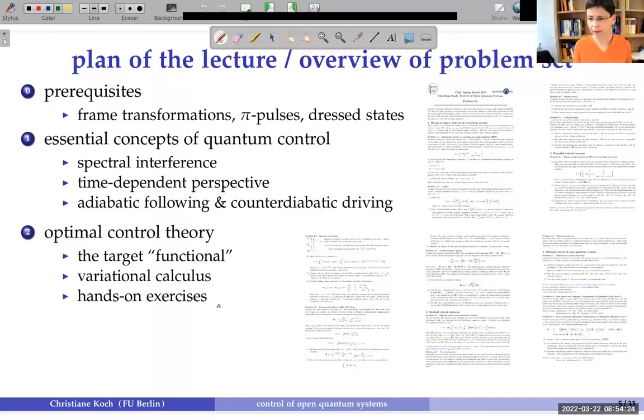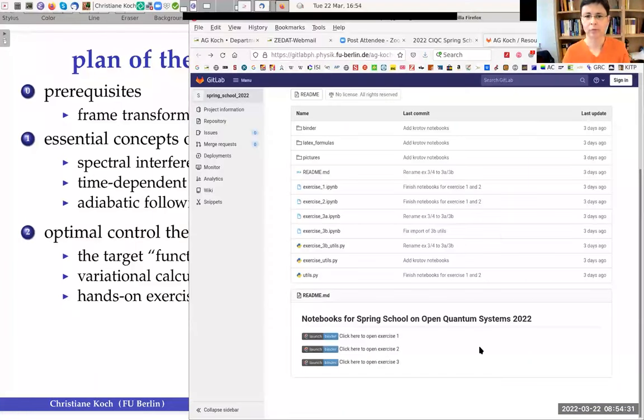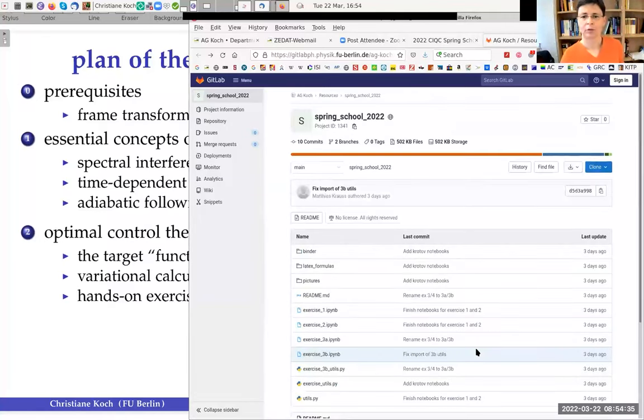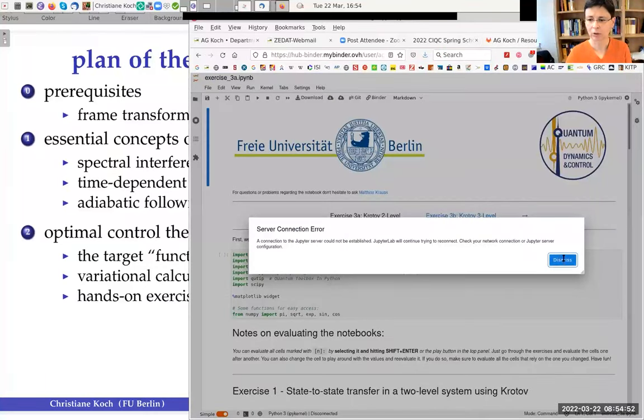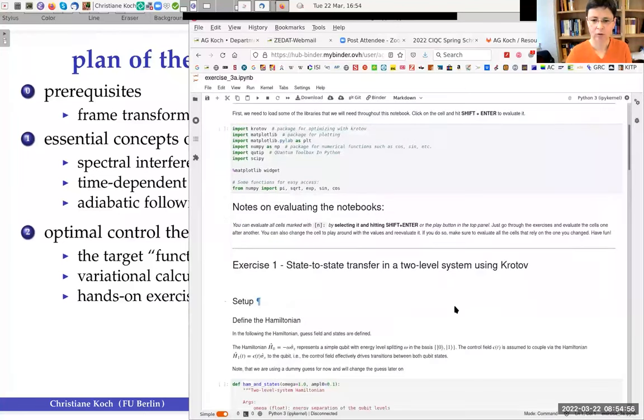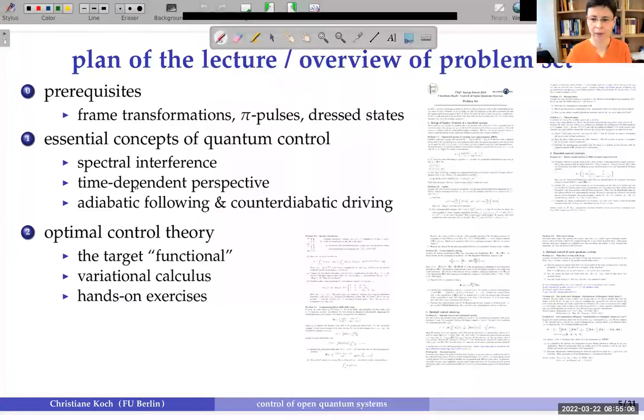So you will find the link here on the problem set, but let me also just show you. If you click on this link, it'll take you to this website. You have to scroll down and you find these binder notebooks. If you click on them, it may sometimes take quite a bit of time to open. Let's say the one for optimal control will be the third one. It will take you to this Python notebook, which you can work through in order to see how to set up an optimal control calculation. And then once you've got this running, you'll find specific questions on the exercises that you can answer with the help of those notebooks.